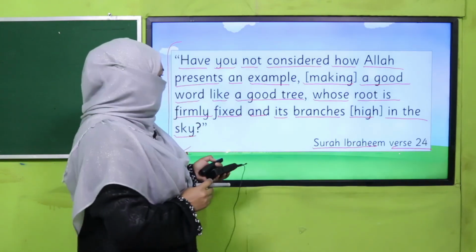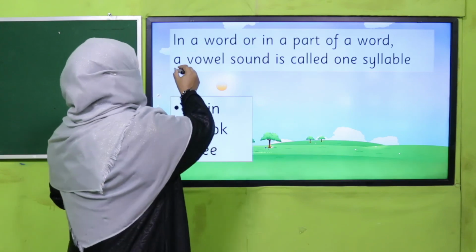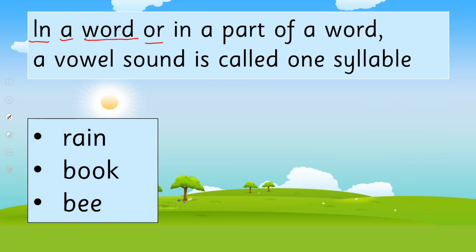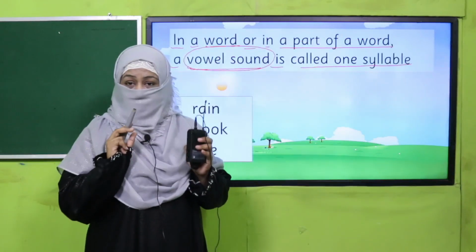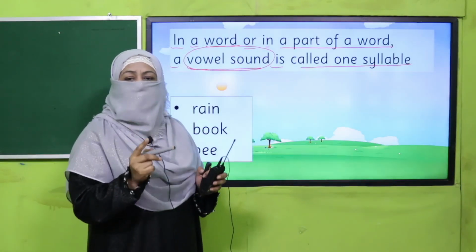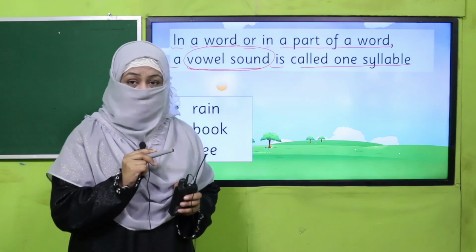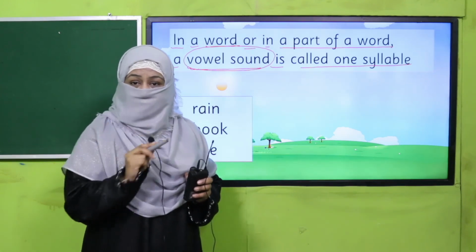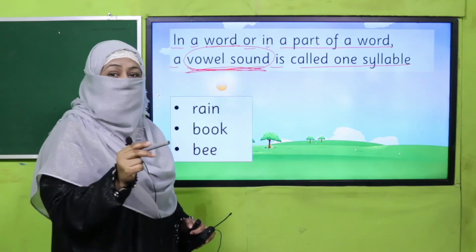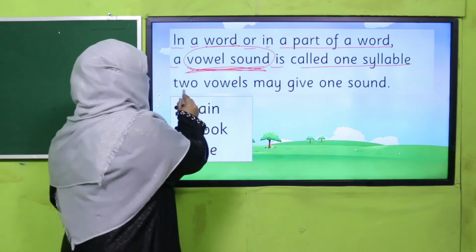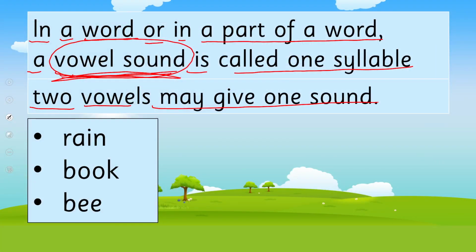Now, my dear children, we are going to learn about syllables. So in a word or in a part of a word, a vowel sound is called one syllable. And we just recalled what are vowels: A, E, I, O, U. There are 5 vowels. So when one vowel sound comes, now better listen carefully. It's not vowel letter, it is vowel sound. Because we know sometimes there are more than one vowel, so 2 vowels may give one sound, right?